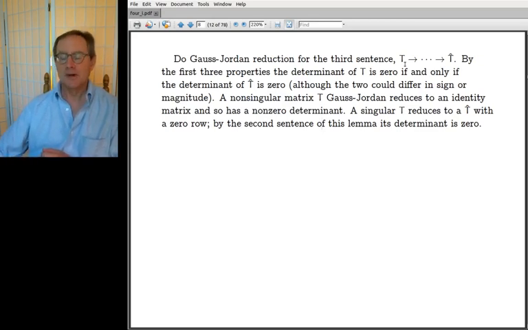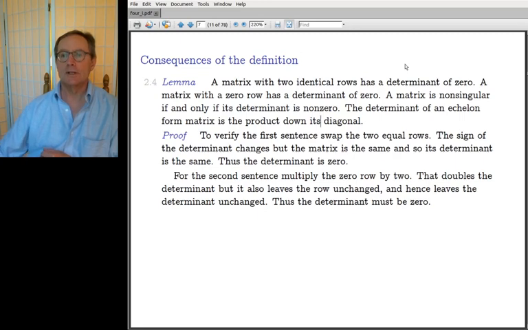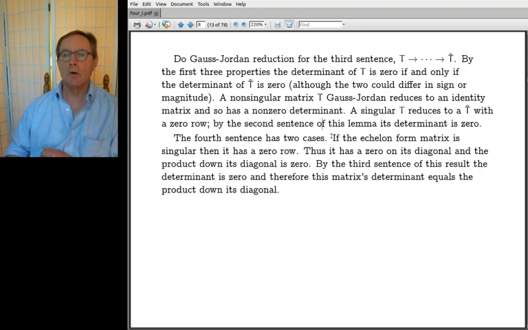I'll remind you what condition 4 is. Condition 4 says the determinant of an echelon form matrix is the product down the diagonal. So here we go. The fourth sentence has two cases. If the echelon form matrix is singular, then of course the determinant of the matrix is 0. We saw that in the prior sentence of the lemma. If you think of an echelon form matrix with a 0 row, multiplying down the diagonal at some point hits the 0 row, and at that point you're multiplying by 0, so the entire determinant is indeed the product down the diagonal.